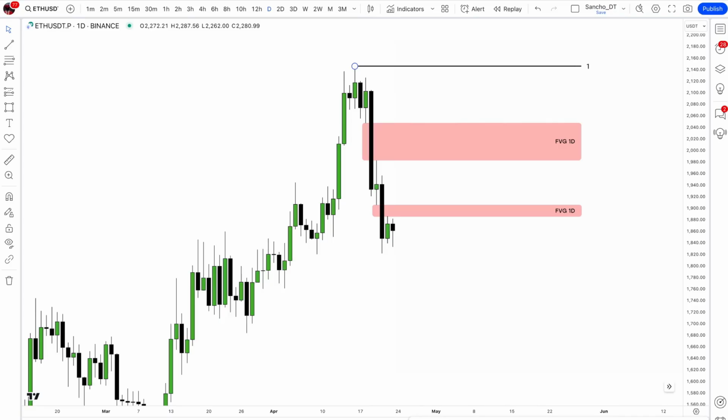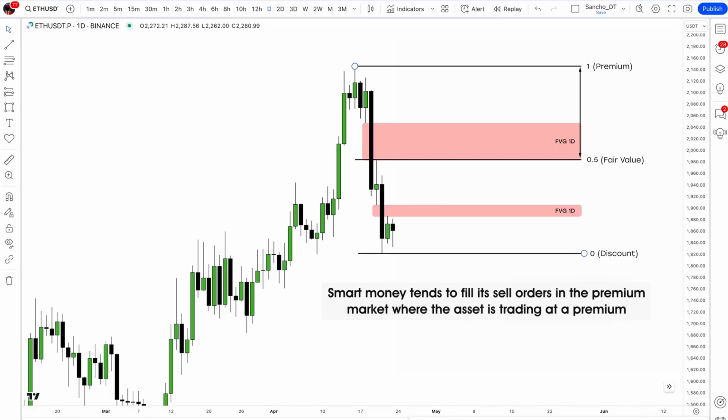Draw a Fibonacci retracement from the peak where the decline began to the low where the correction formed. The 0.5 level in this retracement represents the balance line, indicating the fair value of the asset. Everything above this level is in the premium zone, an area where the asset's price is overvalued, while below is the discount zone, where the asset is trading at a discount.